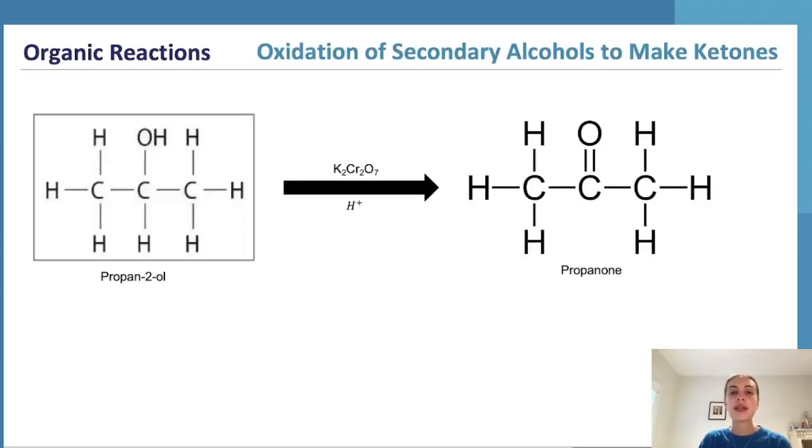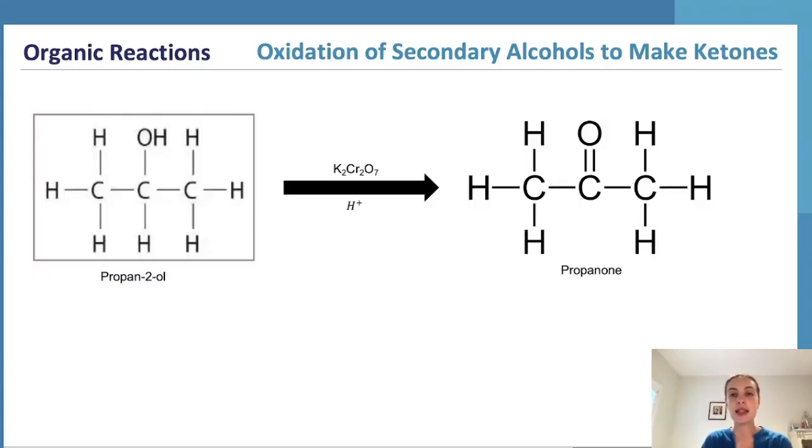Our next one is the oxidation of secondary alcohols to make ketones. So if we look at this one here, we've got propan-2-ol, and so this is a secondary alcohol. And so secondary alcohols can only undergo a one-step oxidation process. So we have the exact same reaction conditions, so acidified dichromate ions. However, this will form a ketone, so being propanone in this case.